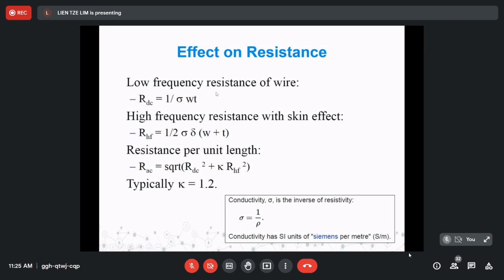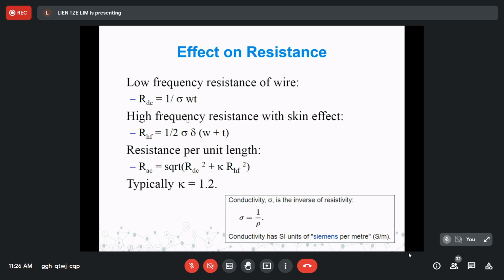Effect on resistance. This means the skin effect on the resistance at low frequency and high frequency. Just now I mentioned that the skin effect only occurs at high frequency. If we use different frequencies, low and high, the resistance of the wire will also be different. So for low frequency, the resistance of the wire is evaluated as RDC equals 1 over the conductivity of the wire multiplied with the width and the thickness of the wire.